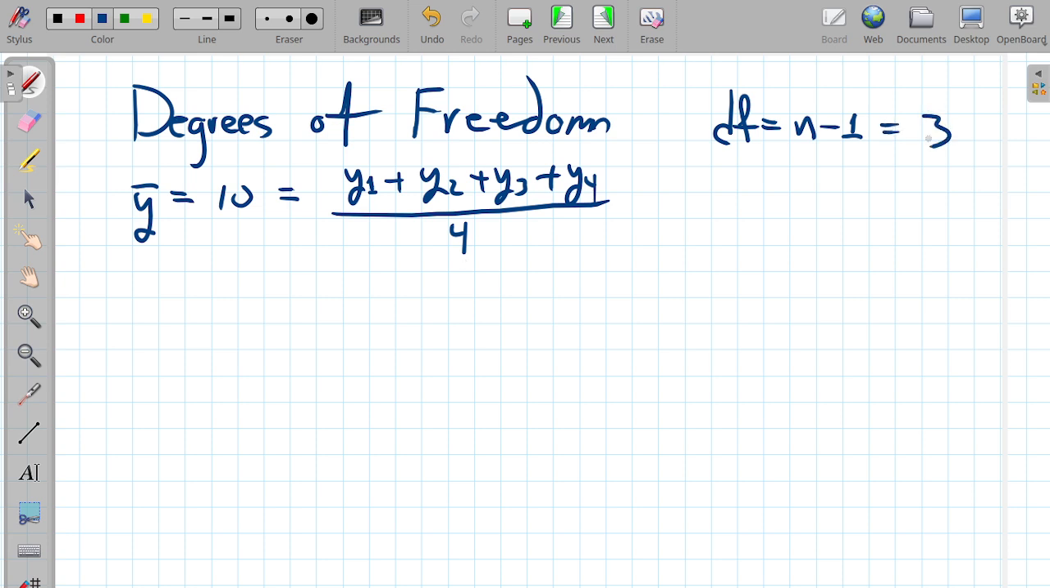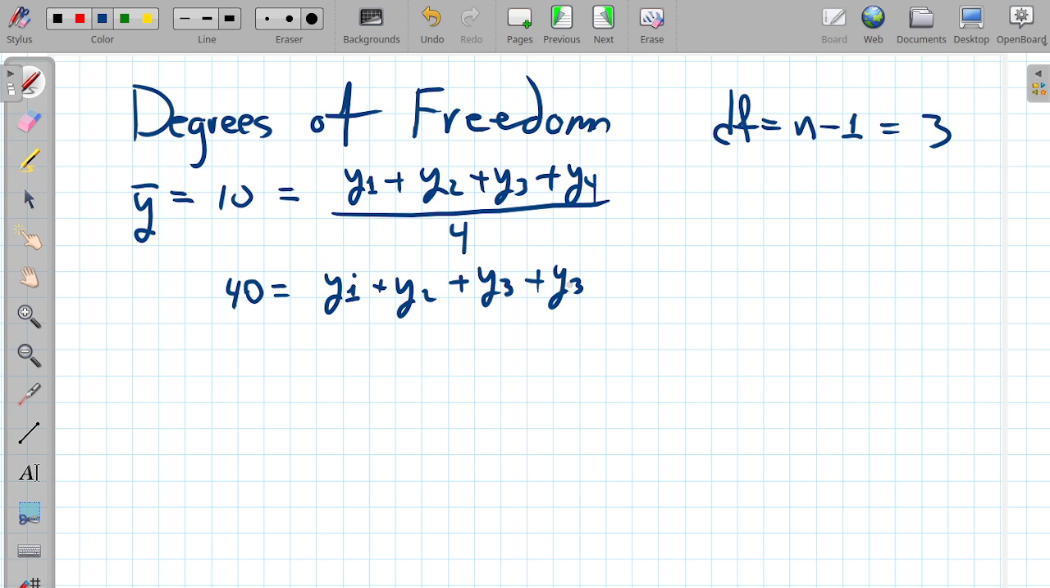Let me show you how I get that. Well, we need to simplify this first off, so let's multiply the 4 from the denominator across to the left-hand side. So 4 times 10 is now 40. What I'm getting at is I am free to choose any 4 numbers, y1, y2, y3, and y4. If they add to 40, the average will be 10.